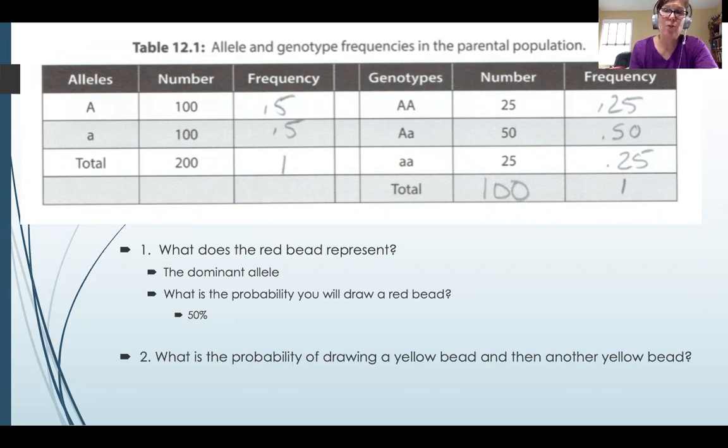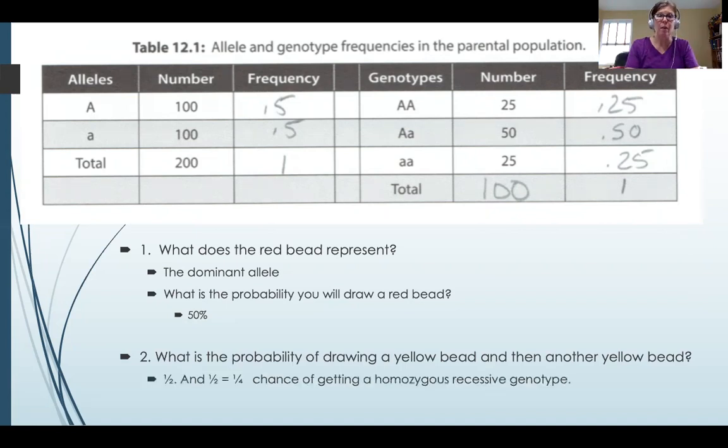And then what's the probability of drawing a yellow bead and then another yellow bead? So this is back to our and or rule, and we're asking for a yellow and a yellow. So what is the chance of getting a yellow? Well, the chance is 1/2. What's the chance of drawing out a second yellow? Well, 1/2. Well, we want both of those to occur, right? We want yellow and yellow. So we have to multiply those. So when we multiply our 1/2 times 1/2, we get 1/4. So we have a 1 in 4 or 0.25 chance of getting a homozygous recessive genotype.